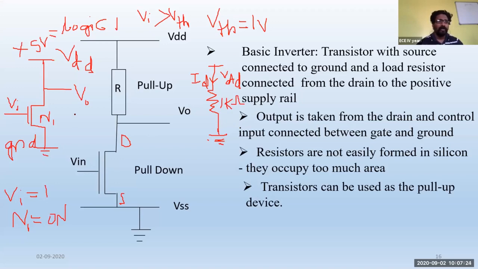Now let us see what happens whenever your input voltage is equal to logic 0. When Vi equal to logic 0, it means what? Logic 0 means it is lesser than your threshold voltage. We know that this ground is equal to 0 volts, and this 0 volts is lesser than your 1 volt. Then definitely what happens? Your transistor will not be turned on.